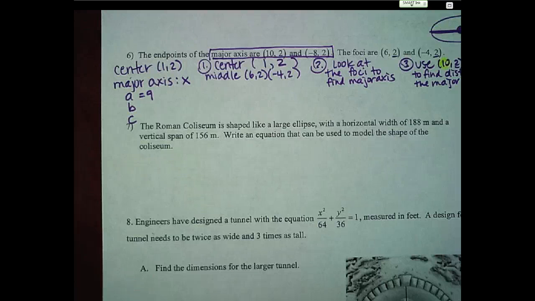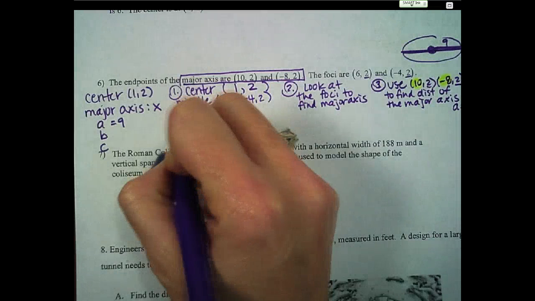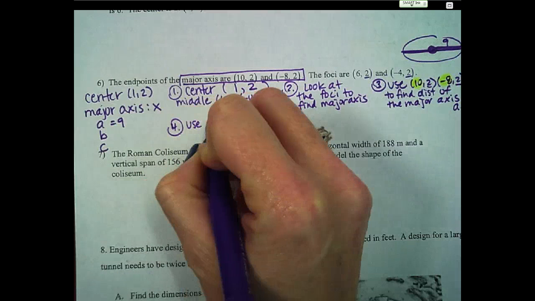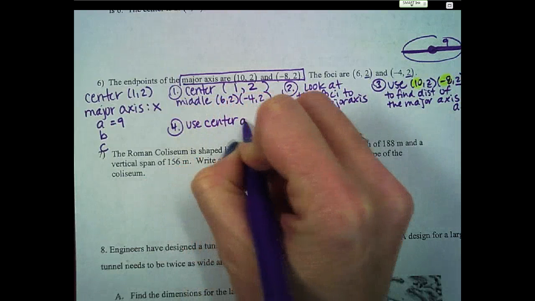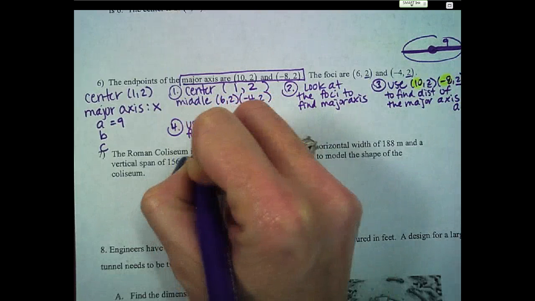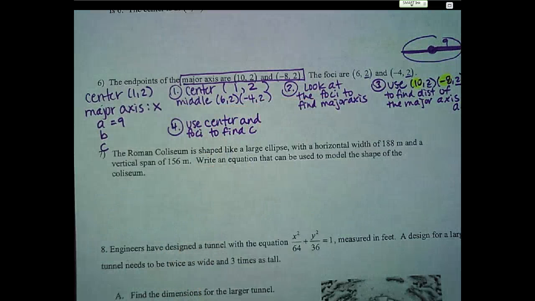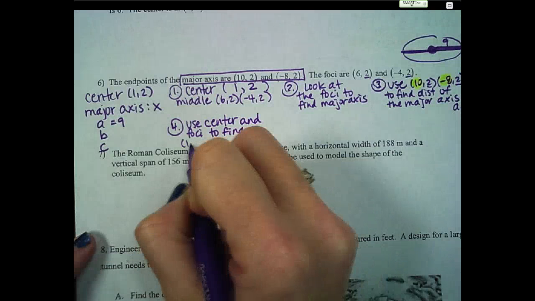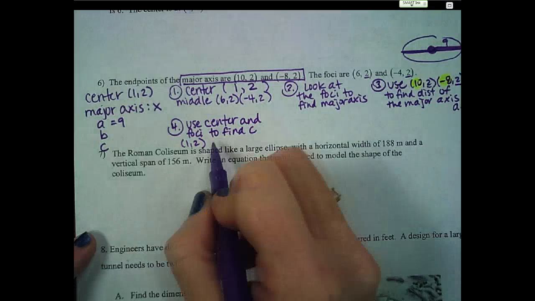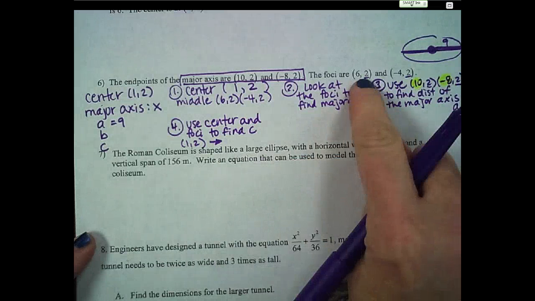So we have to resort to using C, right? And we know about C because we know the foci and we know the center. Okay, so on step 4, we're going to use the center and the foci to find C. Well, the center, guys, is 1, 2, and it doesn't matter which foci you use. I'm going to use, let's say, 6, 2.